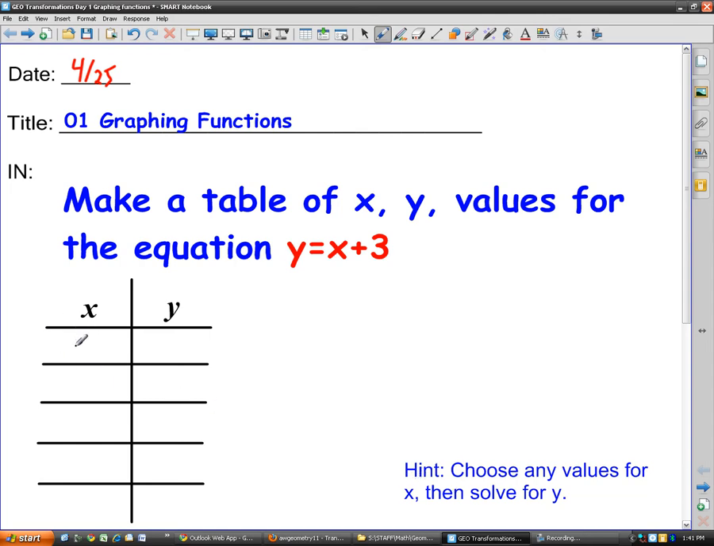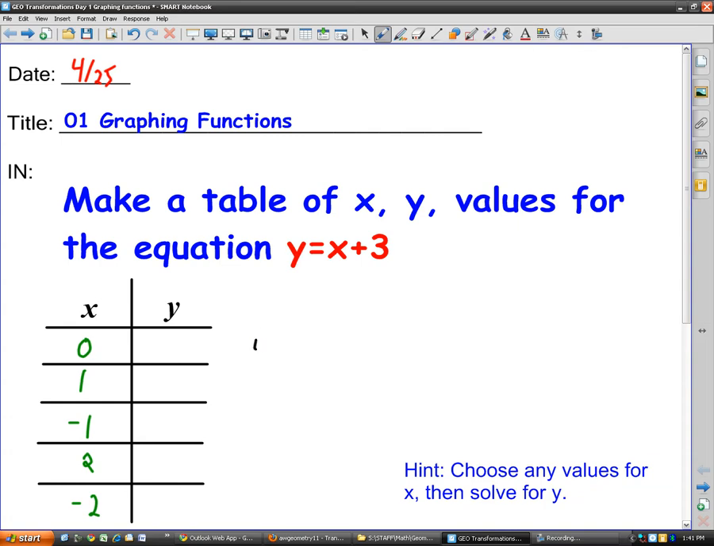So I always like to choose values of x. My favorite value for x is 0. You choose that one because it's really easy to multiply by and add, subtract to. 1 is always a good one. -1 is good. And then whatever else you want, I'll be boring and go 2 and -2. So I'm going to plug in these values into the function.